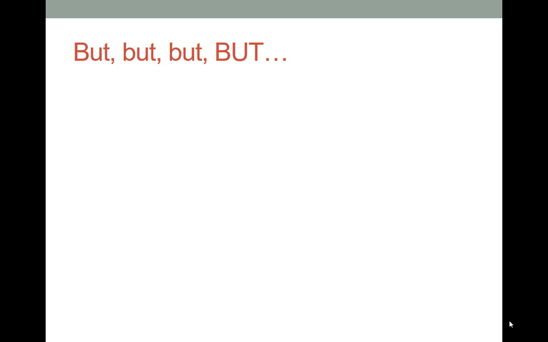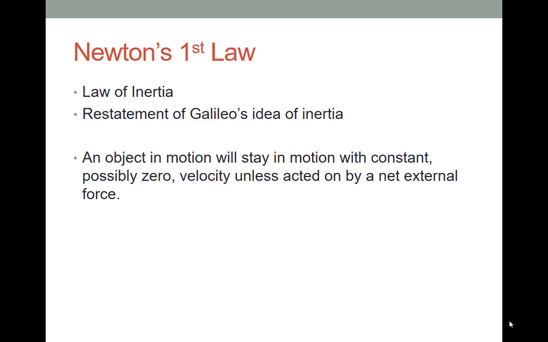Galileo's ideas were picked up by Newton and again expanded upon. Newton's first law is really a restatement of Galileo's idea of inertia. The idea that something will keep moving forever as long as it has no interaction. Newton's first law, in proper physics language, says that an object in motion will stay in motion with constant, possibly zero velocity, unless acted on by a net external force. In other words, an object will continue moving forever in a straight line at a constant speed as long as there's nothing interacting with it, which is a really hard thing to get to happen.